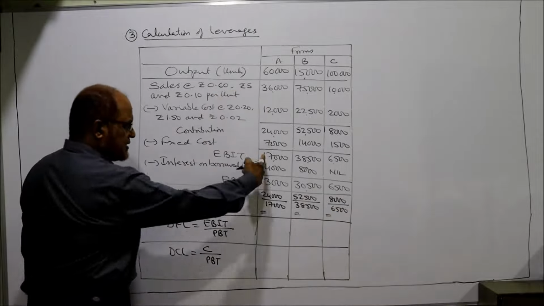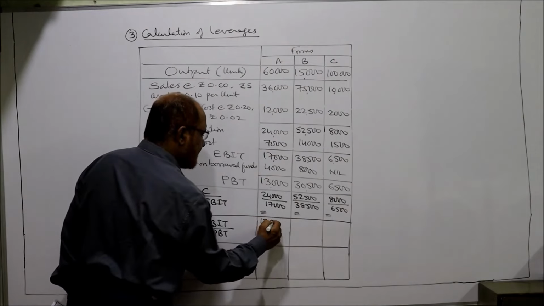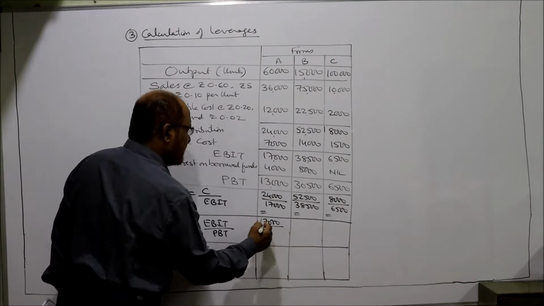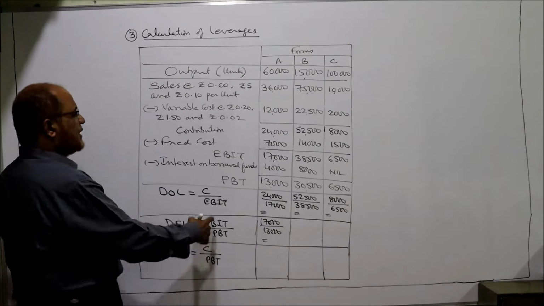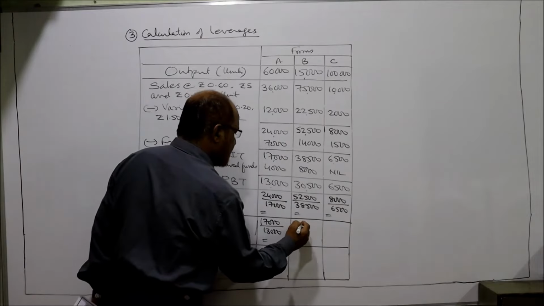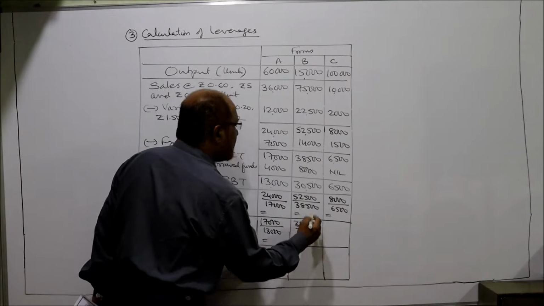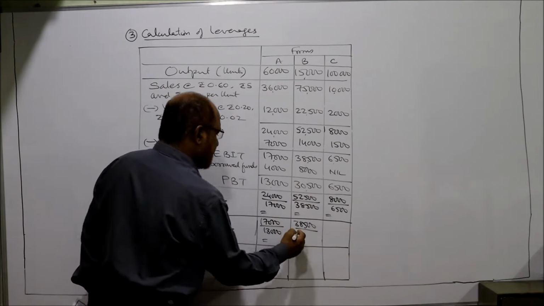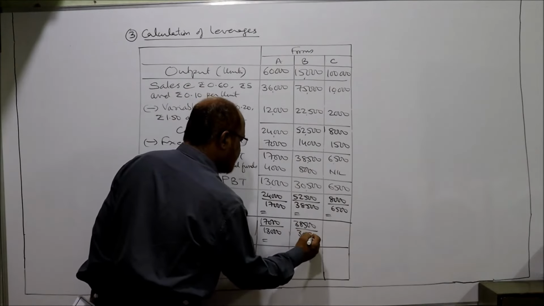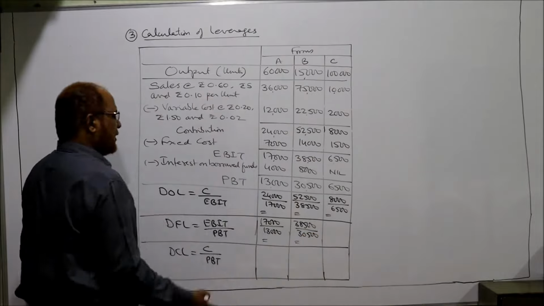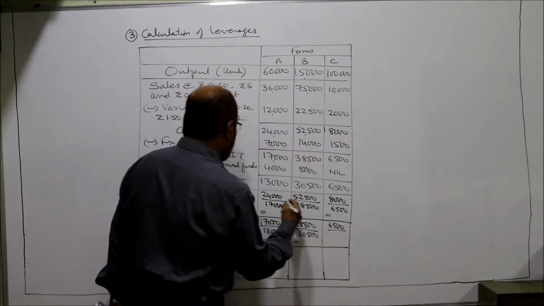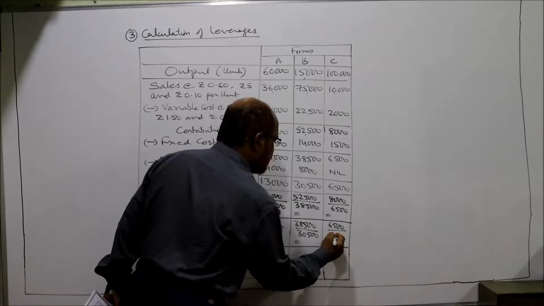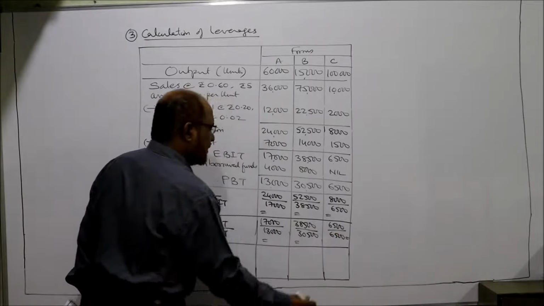EBIT by PBT: 17,000 divided by 13,000. Then the next one is 38,500 divided by 30,500. The last one is 6,500 divided by PBT 6,500, is equal to.